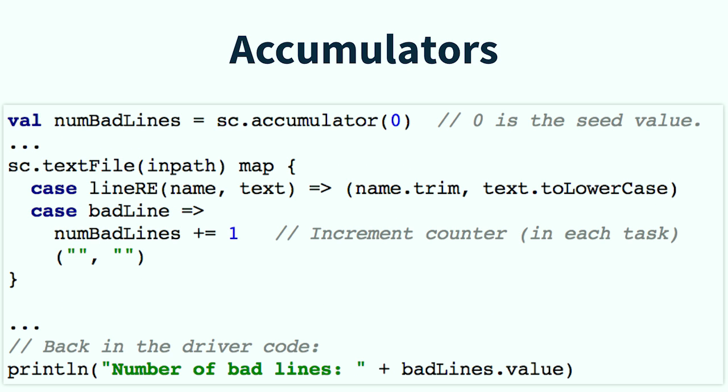So to create the accumulator, we have our Spark context, and we give it a seed value. We then perform our work, and we add to or increment the value inside our num_bad lines.